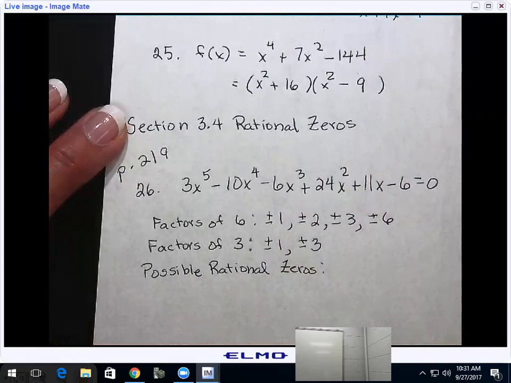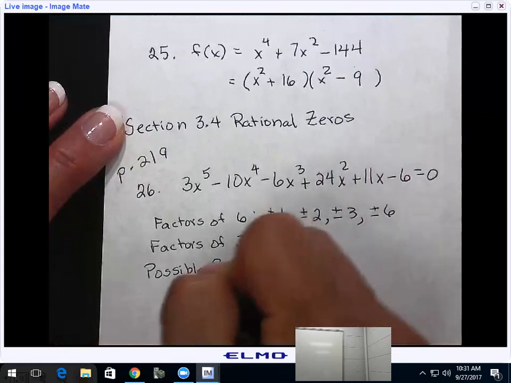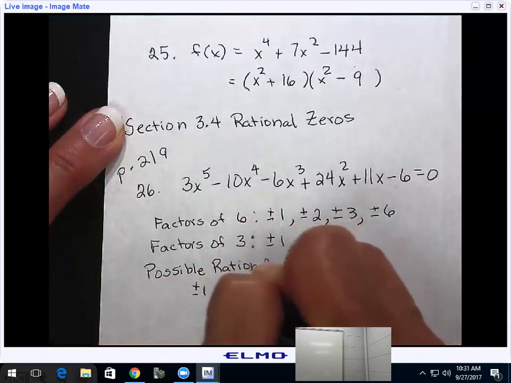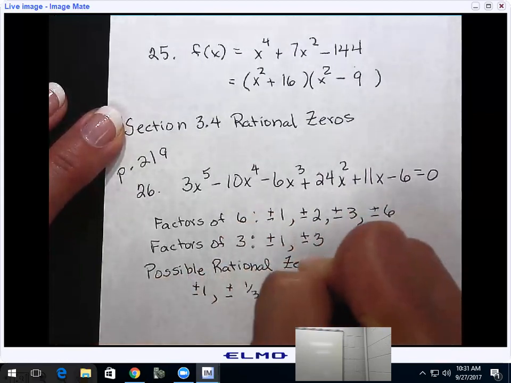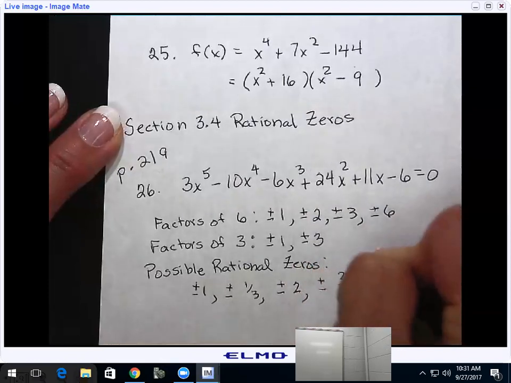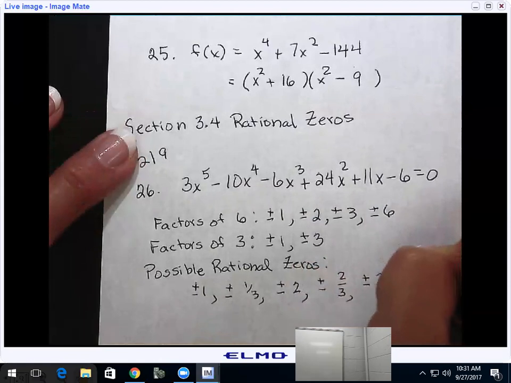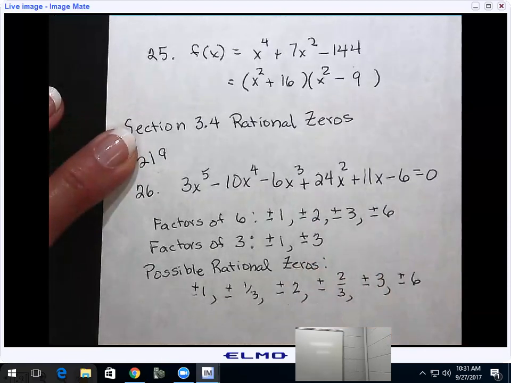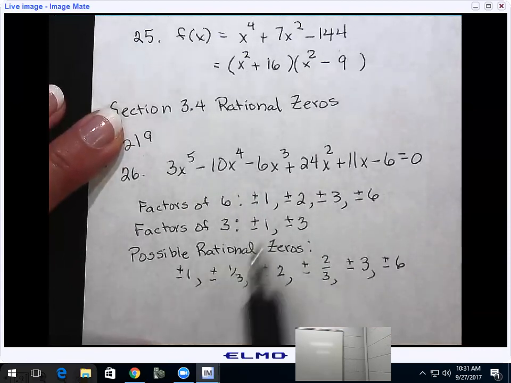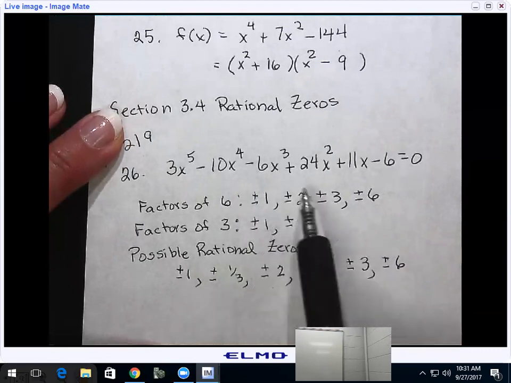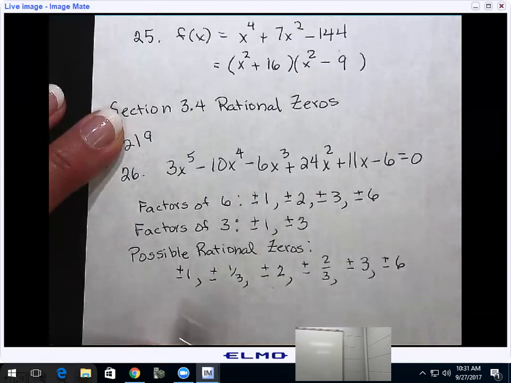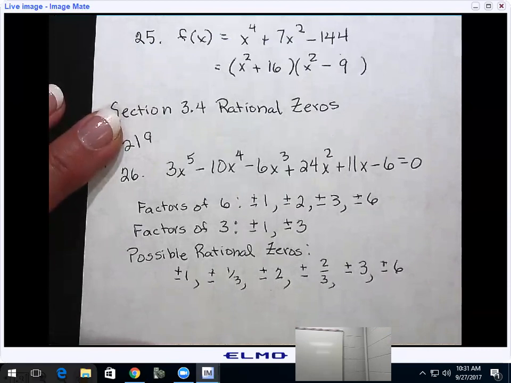Miss Megan, would you read me your list of possible rational zeros? Positive negative 1. Uh-huh. Positive negative 1/3. Okay. Positive negative 2. Positive negative 2/3. Okay. Positive negative 3. Mm-hmm. Positive negative 6. All right. I came up with mine in a different order, so I'm going to make sure you got them all: 1/1, 1/3, 2/1, 2/3, 3/1, 3/3, 6/1, 6/3. Yep. That's 2, 4, 6, 8, 10, 12 possible rational zeros.